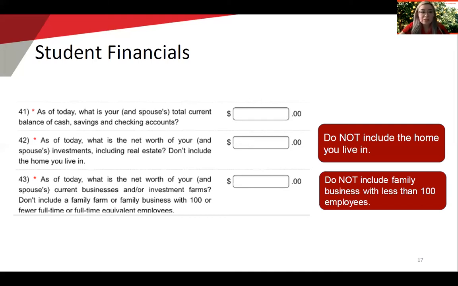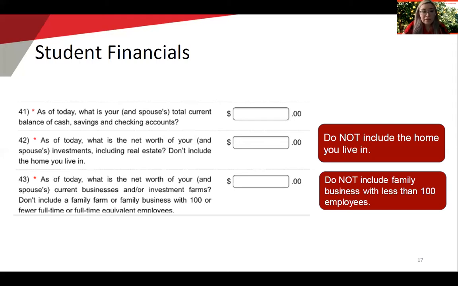Now, the next question asks, what is the net worth of your investments, which can include real estate? This question is really important to pay attention to. A lot of students make a mistake and report the net worth of the home they live in. You don't have to report that. The home you live in is not considered an investment because you live in it. So this would include, for example, any rental property or additional real estate you may have aside from the home you live in.